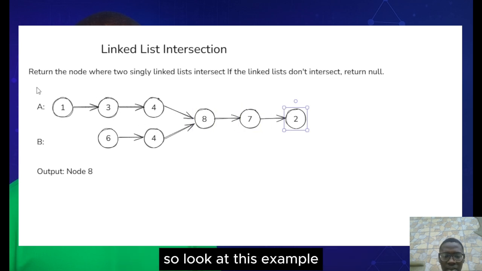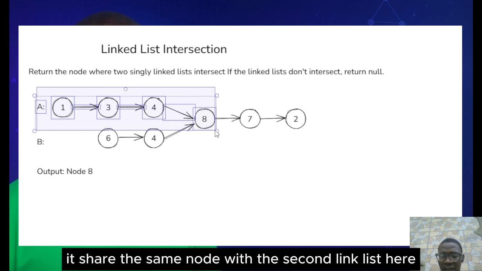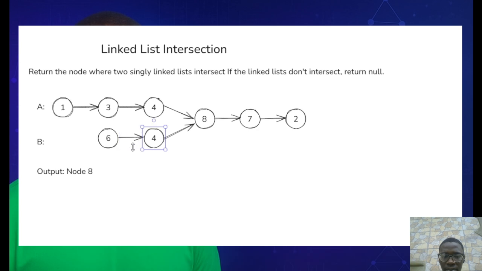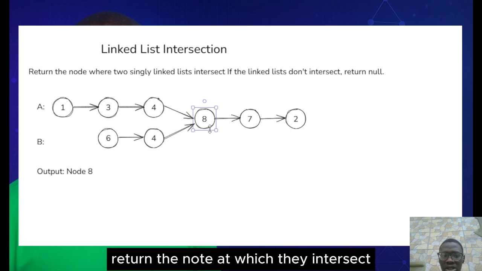So look at this example now. We have the first linked list. On meeting here, it shares the same node with the second linked list here. So this is the point of intersection, and we are asked to return the node at which they intersect.